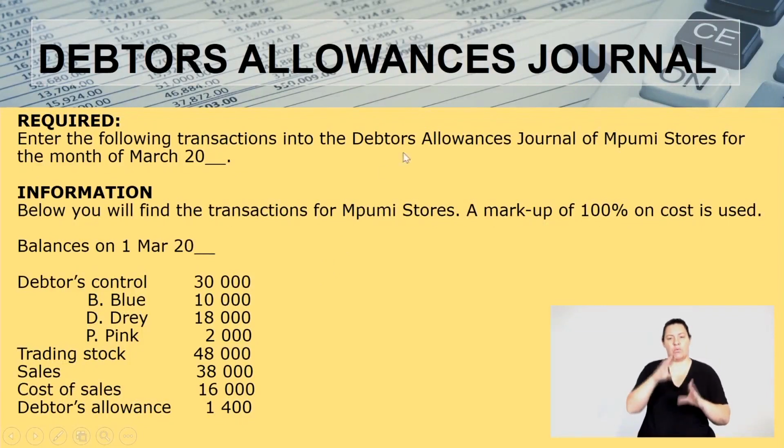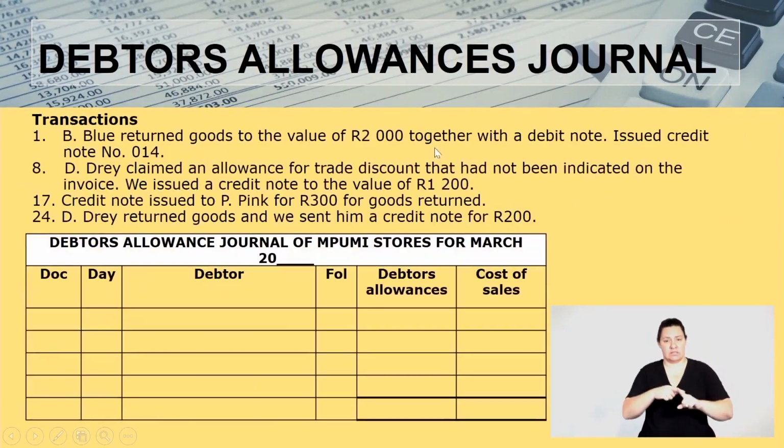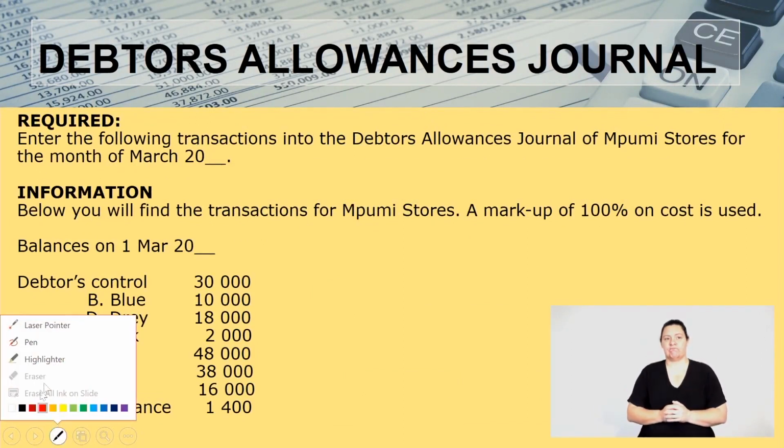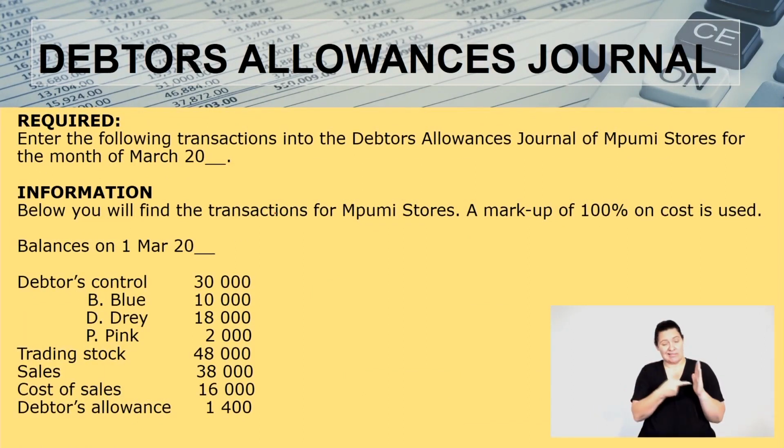So with me here, I have an activity that I want us to do together. The activity reads: enter the following transactions into the debtors allowances journal of Mpumi Stores for the month of March. Below you'll find transactions for Mpumi Stores, and a markup of 100% on cost is used.